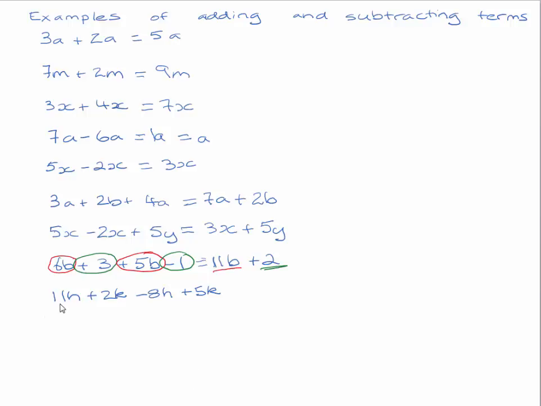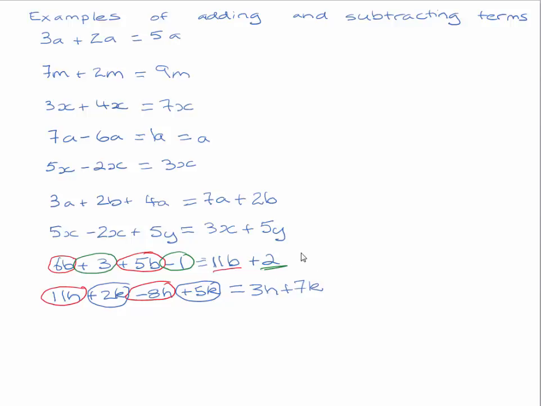Here's our next example, 11h plus 2k minus 8h plus 5k. So in the same way that we did before, let's circle our letters with their operators. So we have 11h, and we have a minus 8h, and we have a plus 2k and a plus 5k. And so we can bring the h's together. So we have 11h minus 8h, which is 3h, and we have 2k plus 5k, which is 7k.